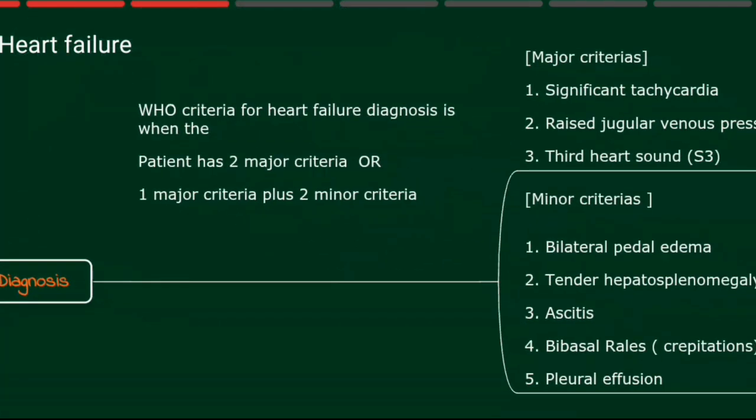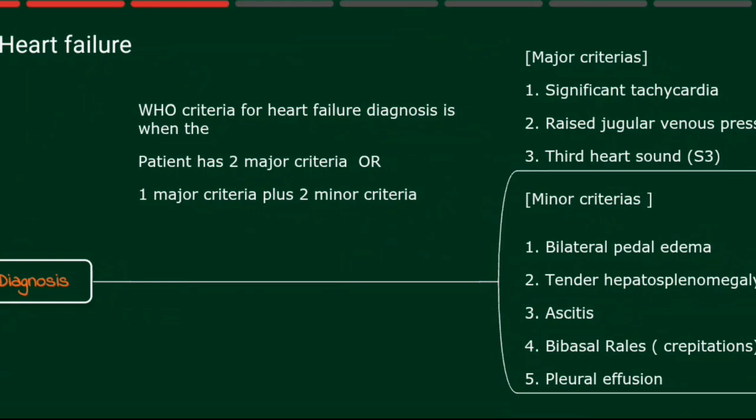Okay guys, the diagnosis of heart failure. According to WHO, this is how we diagnose heart failure. So the patient must have two major criteria, or one major criteria plus two minor criteria. So what are the major criteria? The major criteria are significant tachycardia, raised jugular venous pressure, the third heart sound.